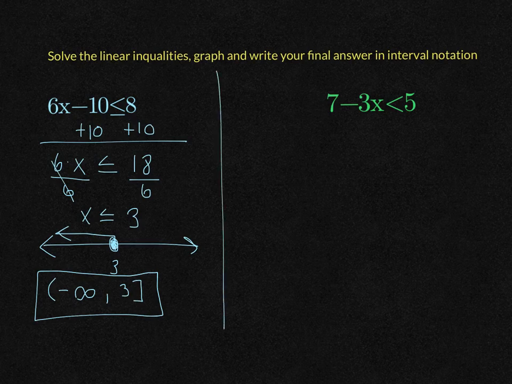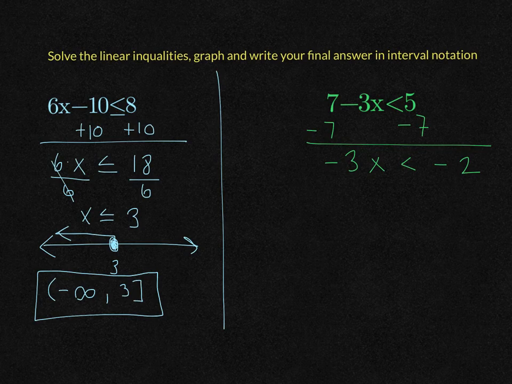Let's take a look at the next one because it is a little bit harder. Okay, the first thing I would do is I would subtract the 7 from both sides. And we end up with -3x is less than -2. Notice that I subtracted 7, so I don't flip the sign here because it's just adding or subtracting a number.